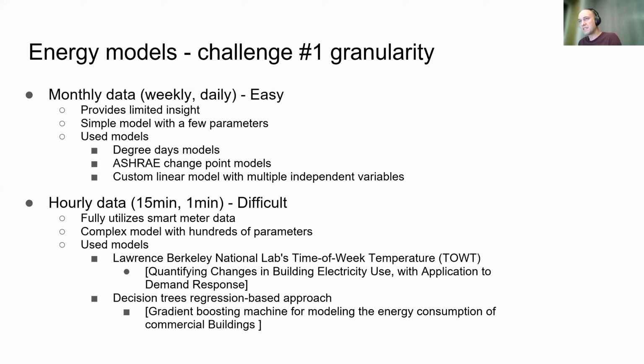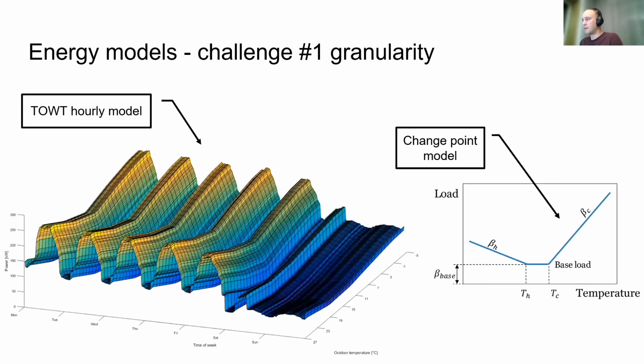Okay, so the basic message is that using hourly or 15-minute data, you can get much more valuable insight, but you need more advanced tools for that. To illustrate this, here is a comparison of visualizations of these two models. On the right side is the 5-parameter change point model I was describing before. As its name implies, it has 5 parameters. However, on the left side is a slightly modified TOWT model. And this model has approximately 600 parameters that are tuned by this regression modeling algorithm. So you can see the different complexity for yourself.